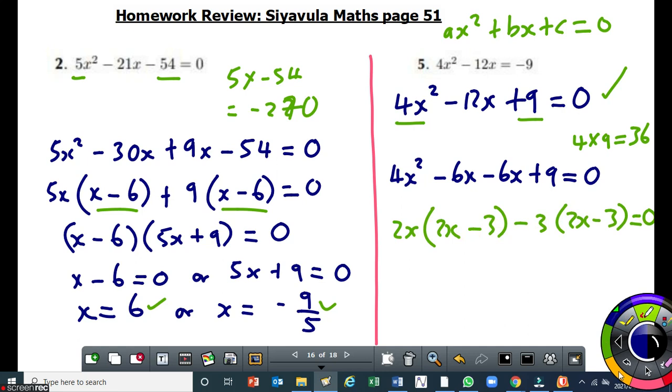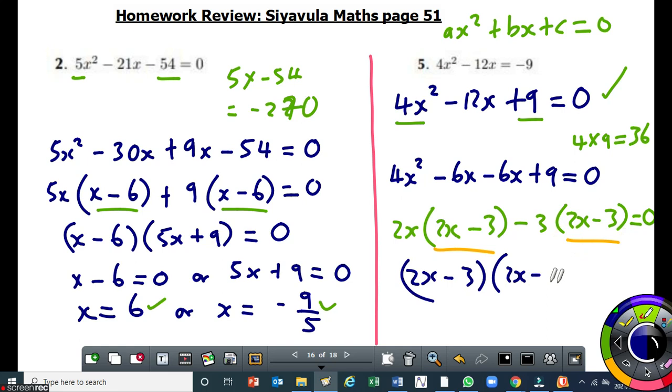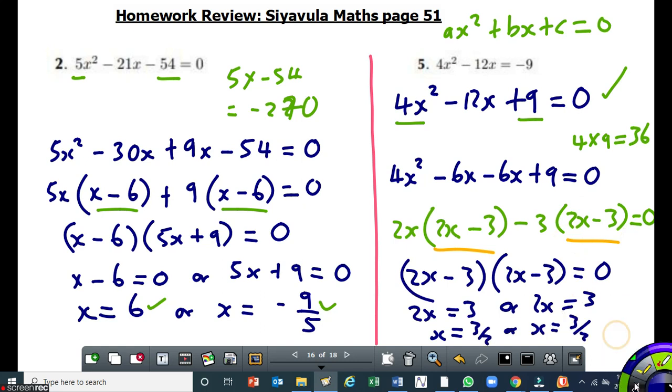Alright? And take note here that the two binomial factors are identical, which means I can say 2x minus 3 times 2x minus 3 equal to 0. Which means here we are going to have 2x equal to 3, or 2x equal to 3. So we get x equal to 3 over 2, or x equal to 3 over 2. Which means we are going to get the same value twice.